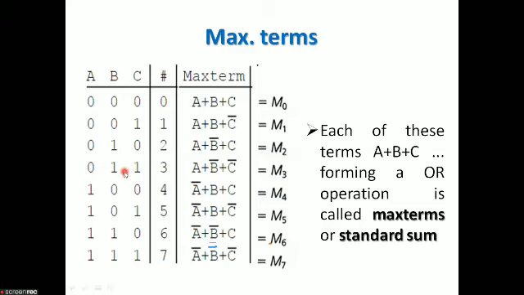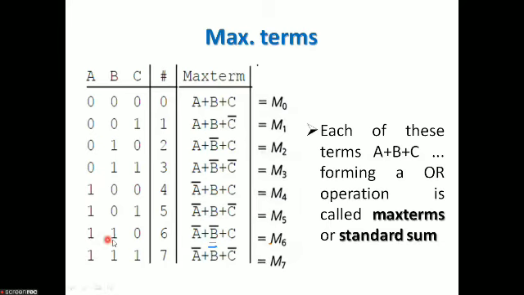Next is 0, 1, 1. That is the number 3. So it is A plus B bar plus C bar. That is max term 3. Next is 1, 0, 0. That is number 4. That is A bar plus B plus C. That is max term 4. Next is 1, 0, 1. That is A bar plus B plus C bar. That is max term 5.